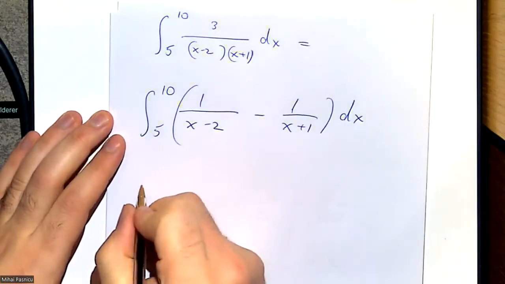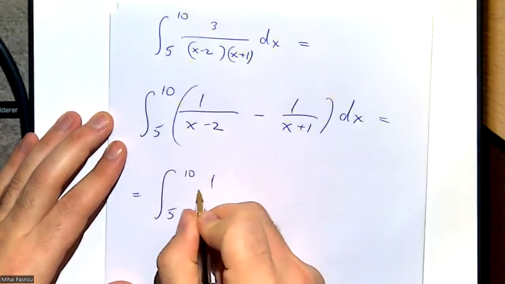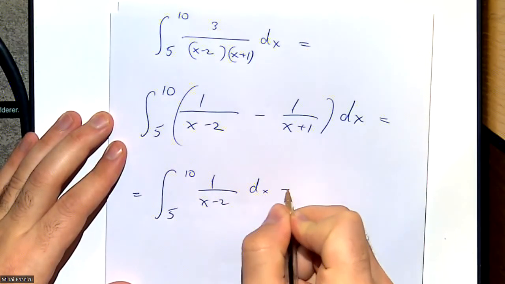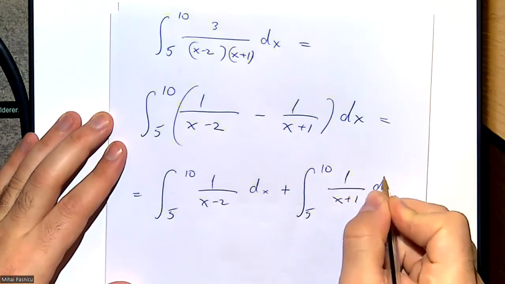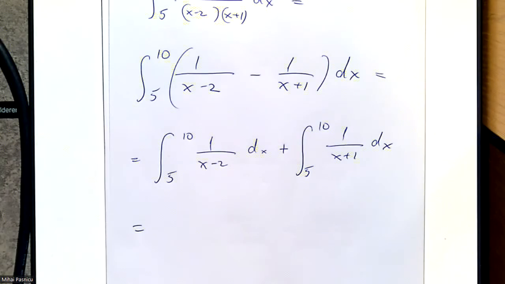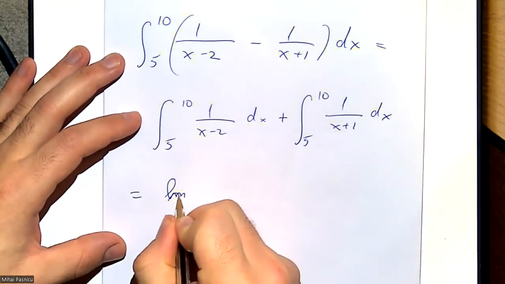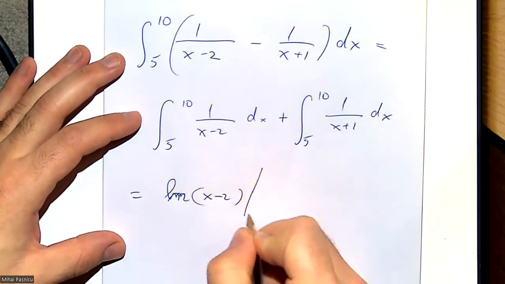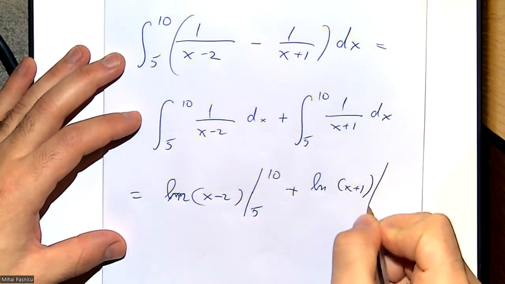Okay? Why is this good? Because now I can just split it and I get the integral from 5 to 10 of 1 over x minus 2 dx plus the integral from 5 to 10 of 1 over x plus 1 dx. And what's the good part about these 1 over x? They get transformed to log of x. Okay, all of them. So I just get log of x minus 2 from 5 to 10, plus log of x plus 1 from 5 to 10.